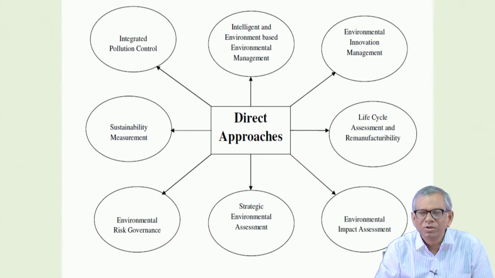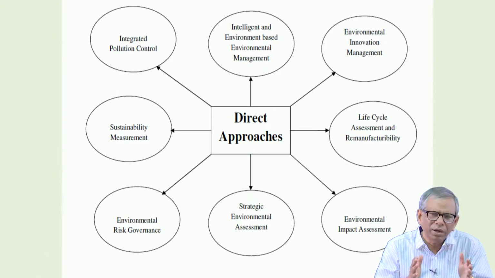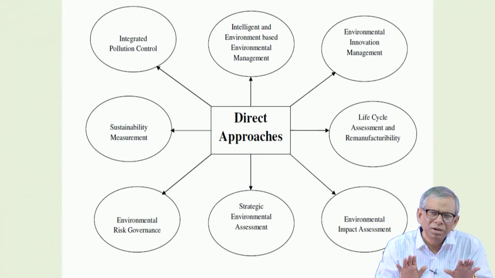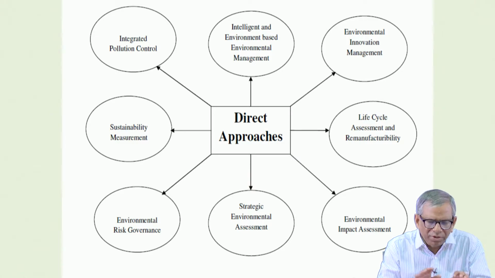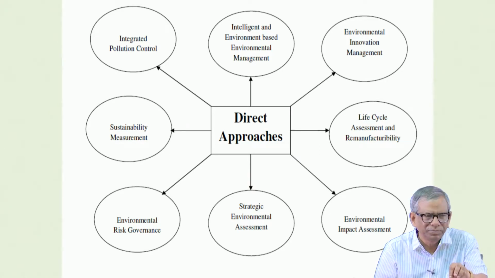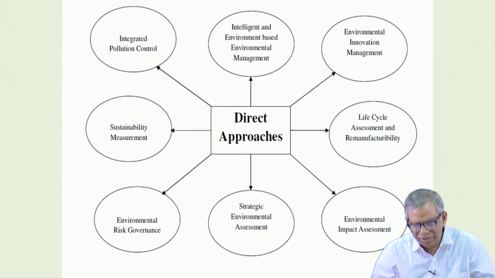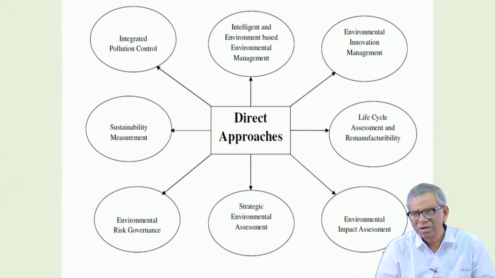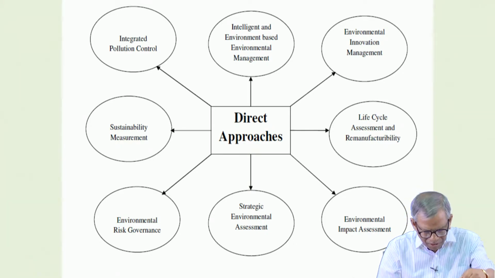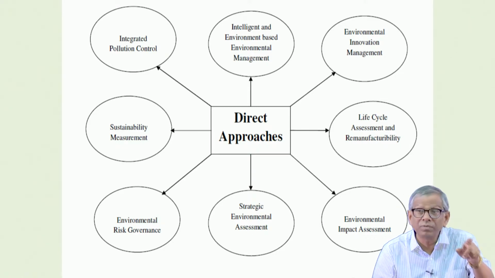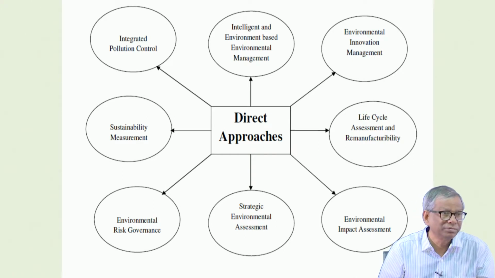Is it clear? So what happens? First you make an attempt to develop this integrated approach for the environmental management systems, right. Initially you start with the most simple one and then slowly you start adding new ones, particularly the second one, intelligent and environment based environmental management systems, right. That means first sustainability measurement. These are the issues which you take up later on, not now.